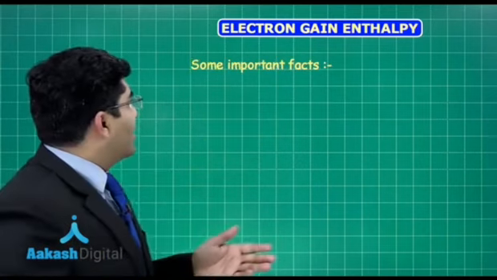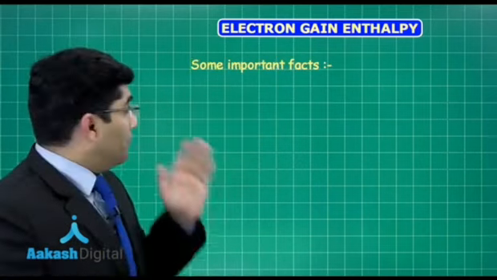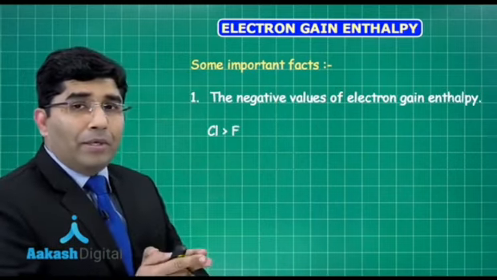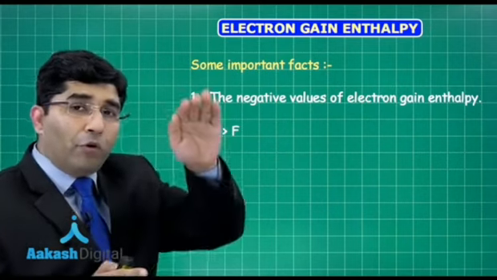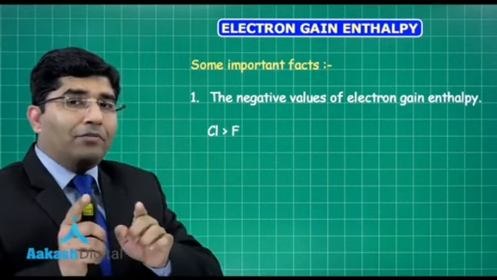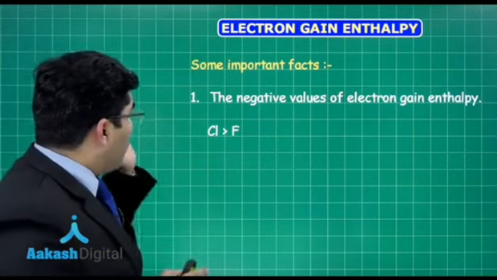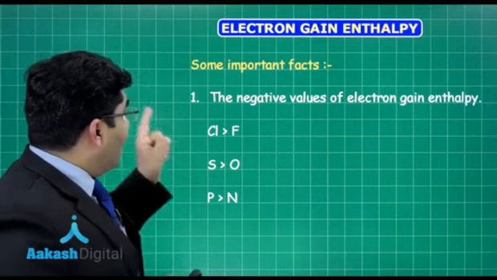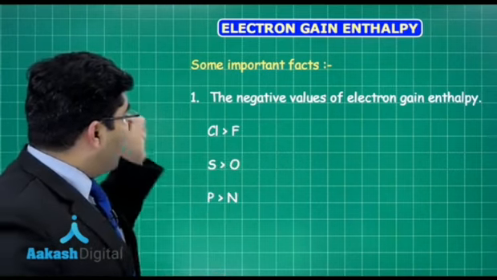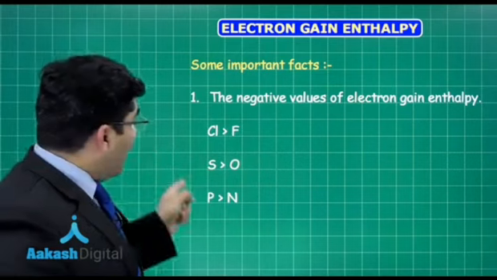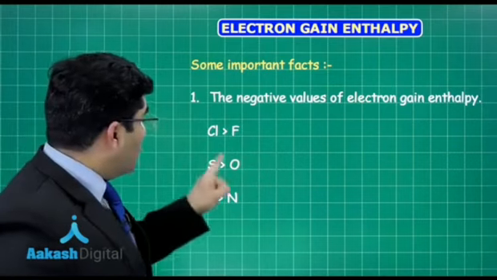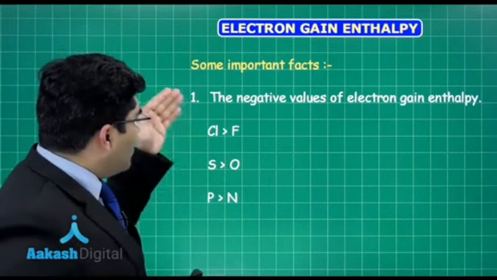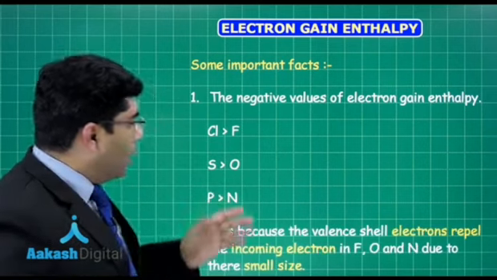Let's see some important facts. First one, the values of electron gain enthalpy. Now, as we discussed, if we go down the group, the negative value decreases. But in the case of chlorine, sulfur and phosphorus, the negative values of electron gain enthalpy of chlorine is more than fluorine, sulfur more than oxygen, phosphorus more than nitrogen. Why? Because the size of fluorine, oxygen and nitrogen is very small.